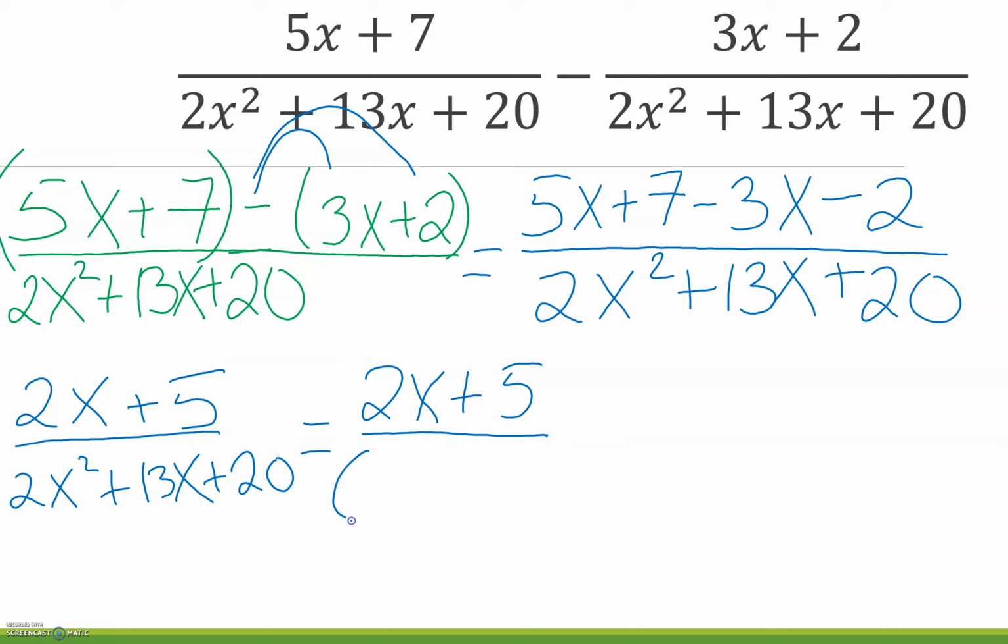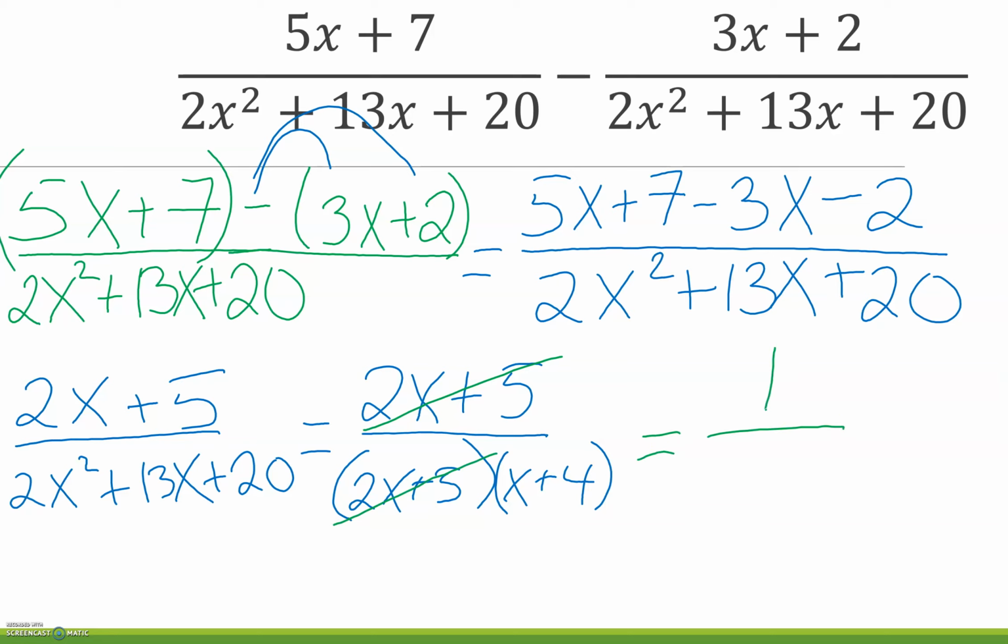Okay, if you factored it correctly, it should be 2x plus 5 times the quantity x plus 4. Now the 2x plus 5 are common to both the numerator and denominator, so those can factor out. Now that doesn't mean that there's nothing left in the numerator. We still need a 1 there as a placeholder. And then x plus 4 will go in our denominator. So this will be our final answer.